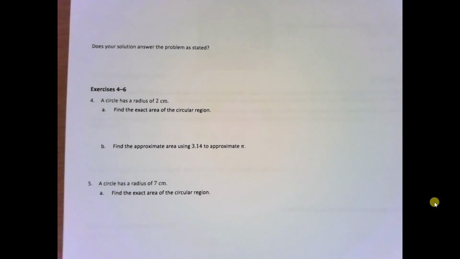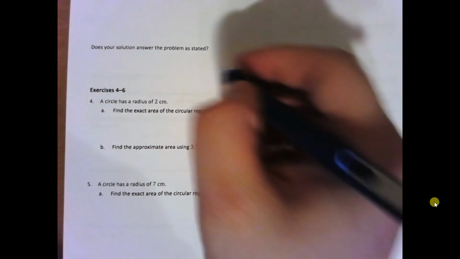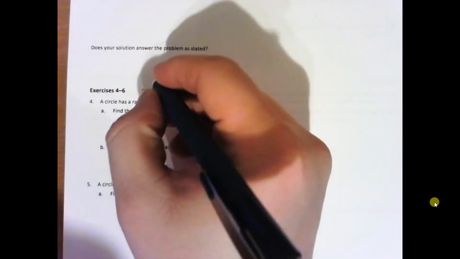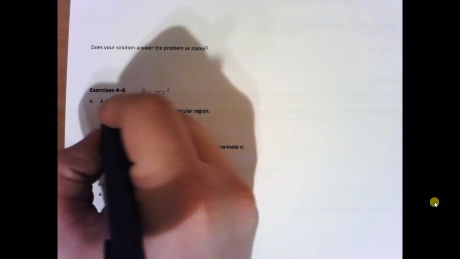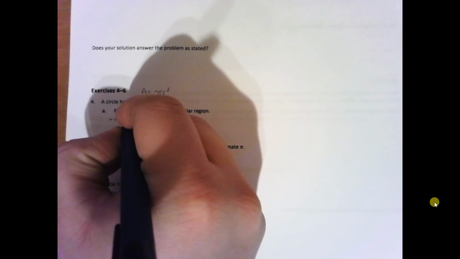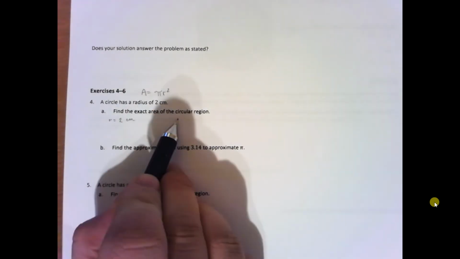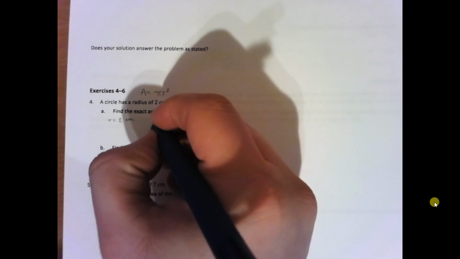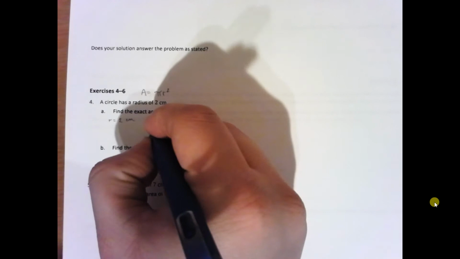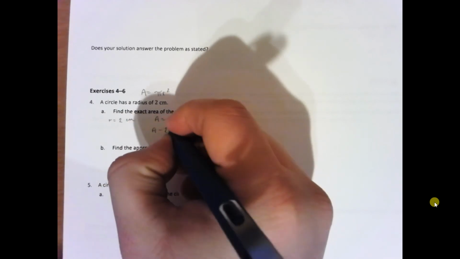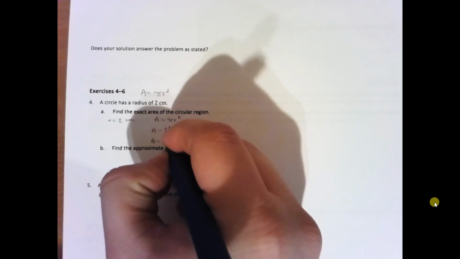Remember, the first thing we need to do is always write down our formula. So we're working with area. It says find the exact area, so that means we're going to be working with pi r squared again. We have a circle that has a radius of 2 centimeters. We're going to find the exact area of the circular region, so area equals pi times r squared. r squared is 2 squared, so area equals 2 squared times pi. That's area equals 4 times pi.